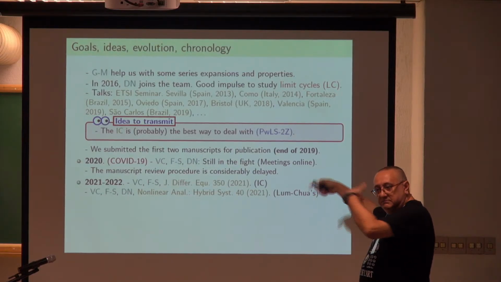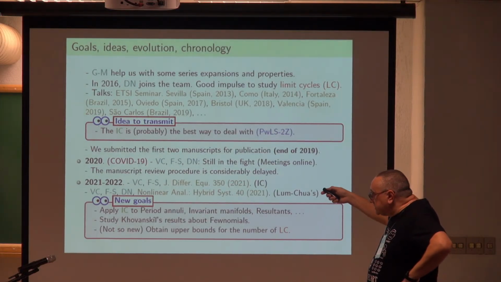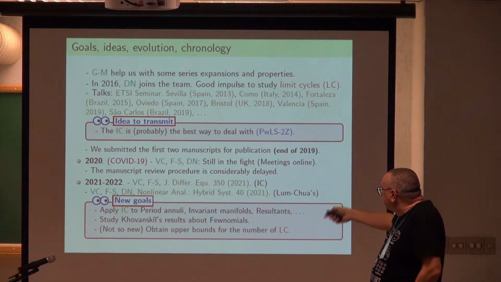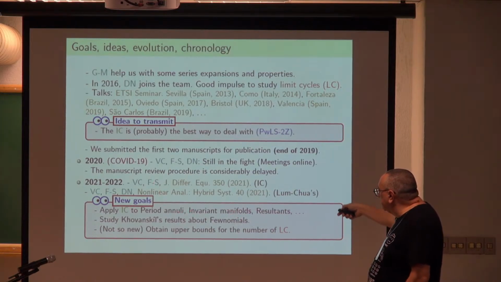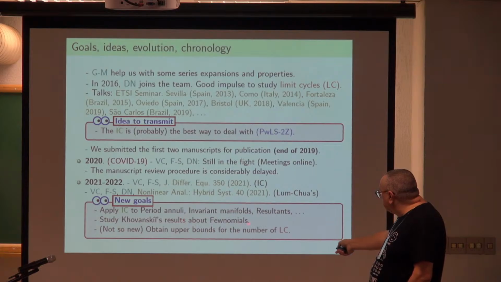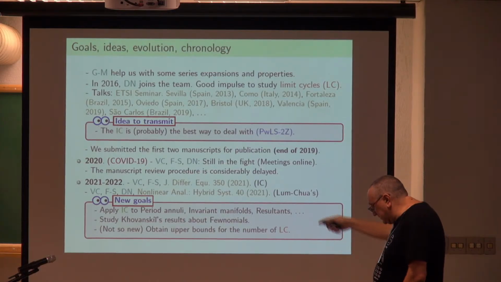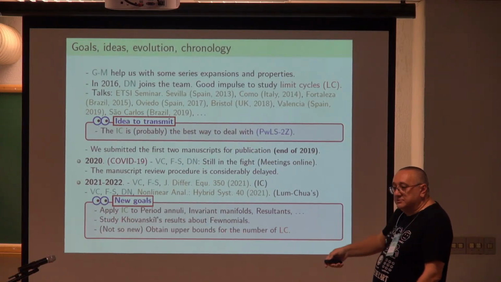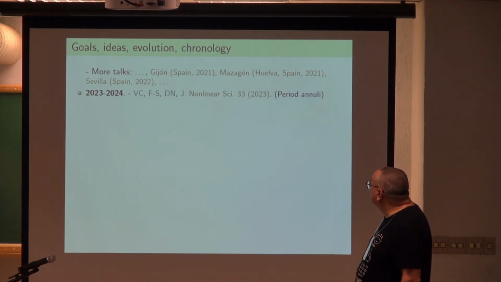I will talk about this during the course. As we saw that this was working, we decided to do other things. We studied other objects: period anomaly, invariant manifolds, resultants, the resultant of polynomials, etc. We began to study the results about polynomials by Kovansky. This is an interesting work, and I will talk a little bit more about it. And we were still working with upper bounds of these cycles. And to end, we still give more talks.